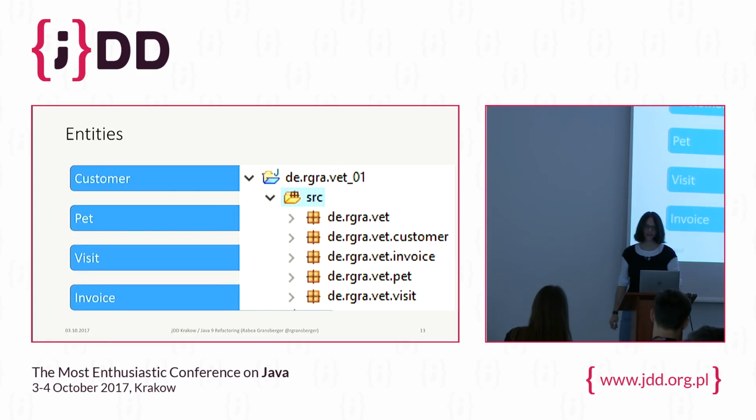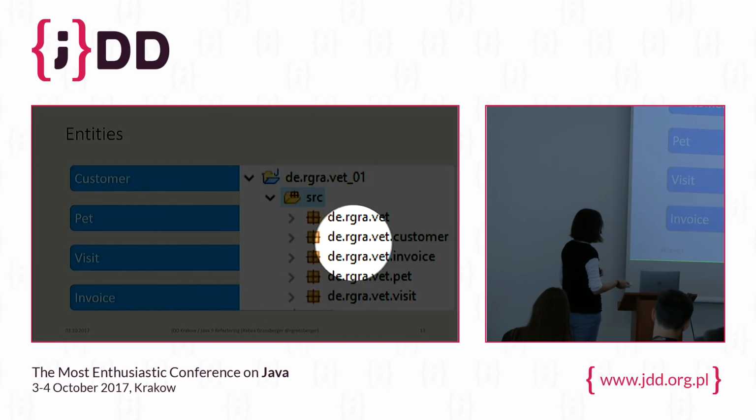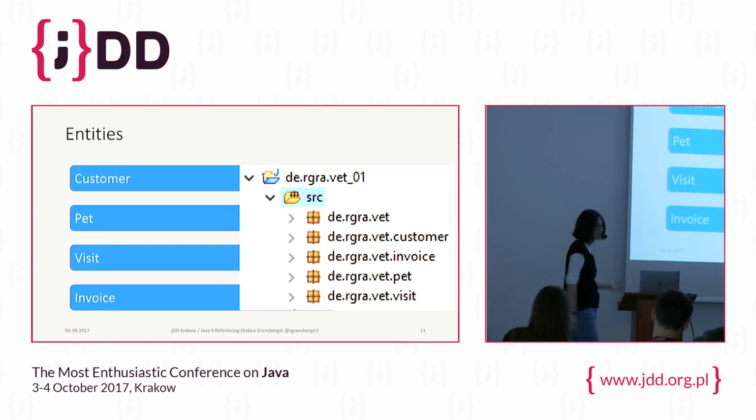So we have some different entities in our application. First of all, we have our customer, then we have our different pets, then we have the visits, which are part of the application, and then we create invoices. So this is all of our entities, which you can also see in the package structure over here. We have a customer package, invoice package, pet package, and the visit package. And we have some main package here, which actually contains the application glue code to start the application.